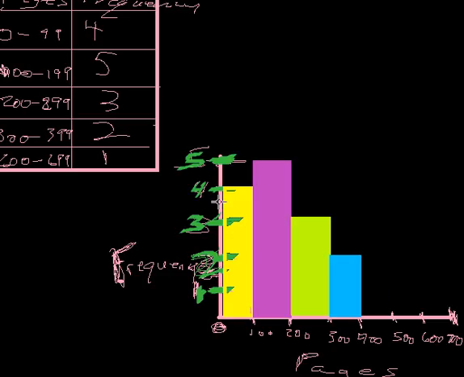And Zoe, what about my last set of values from 600 to 699? I can't hear you. Speak up. What's the frequency? 1. Thank you, girl. So my last value is 1. Great job, Zoe. Okay. So now, fill that guy in. And this is my value. Cool stuff, guys.